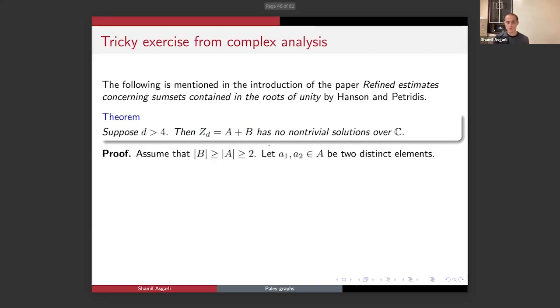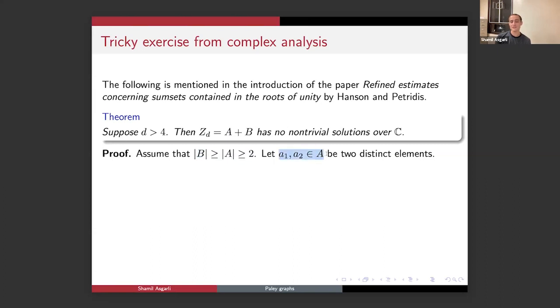So how does the proof work? So assume that |B| is at least |A|, which is at least 2. So without loss of generality, let's assume that B is the bigger set. And because I'm assuming that it's non-trivial, it means that B and A must be non-singletons. So they have size at least 2, and I could assume that B is the bigger set.